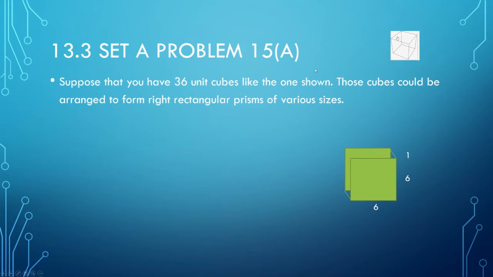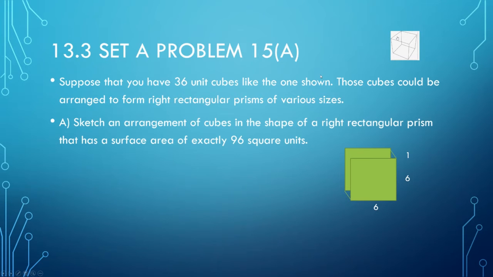So problem 15 says, suppose you have 36 unit cubes like the one shown. Those cubes could be arranged to form right rectangular prisms of various sizes. So these are like the blocks that we were using when we were making the buildings a few weeks ago, at this point, like 2.5 or something.